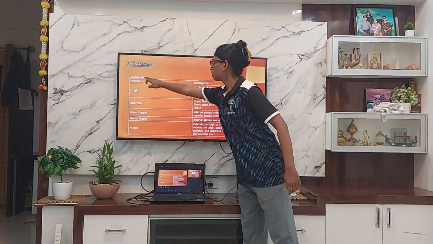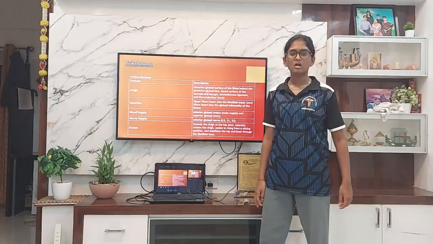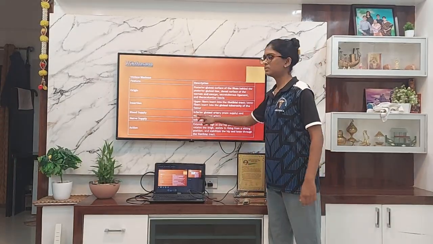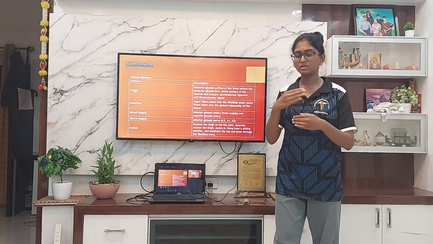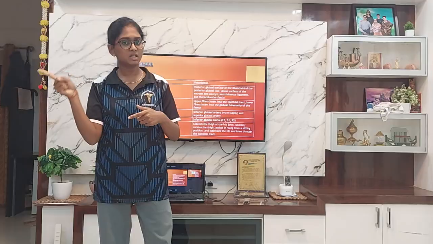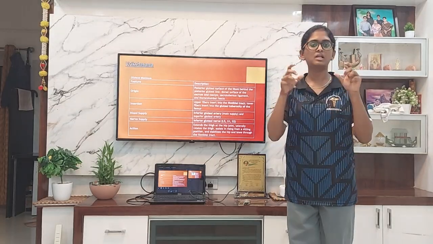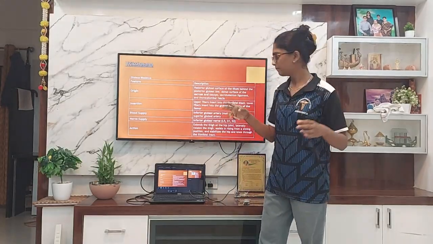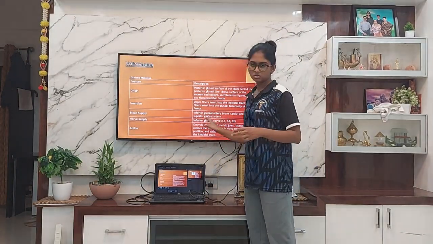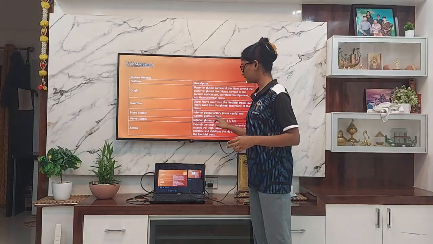Then the blood supply of the gluteus maximus is the inferior gluteal artery. Now when we learn two muscles, gluteus medius and gluteus maximus, the gluteus medius has the blood supply of the superior gluteal artery, and the gluteus maximus has the blood supply of the inferior gluteal artery. So the main supply differs, and we have to remember it that way.